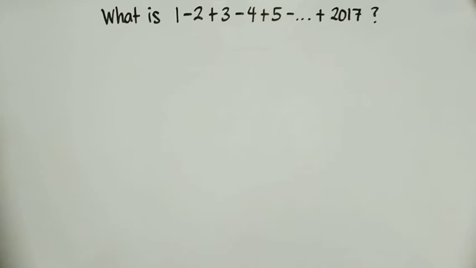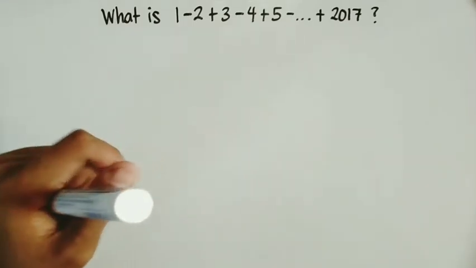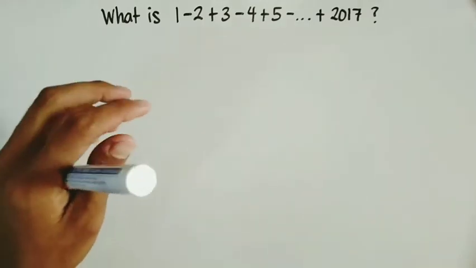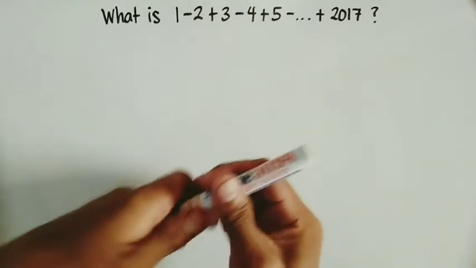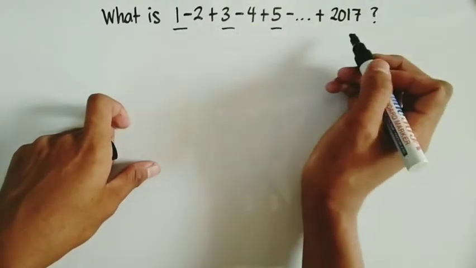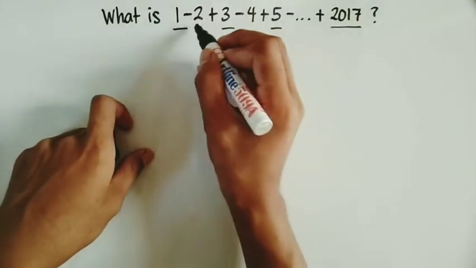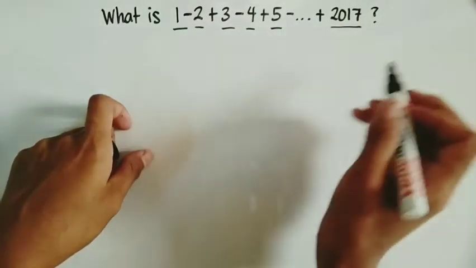Paano ba natin to i-solve? Mapapansin natin na hindi siya arithmetic sequence and hindi rin siya geometric sequence. So, ganito ang gagawin natin. Separate natin lahat ng mga odd numbers hanggang 2017. And i-separate din natin yung mga even na mga negative numbers.